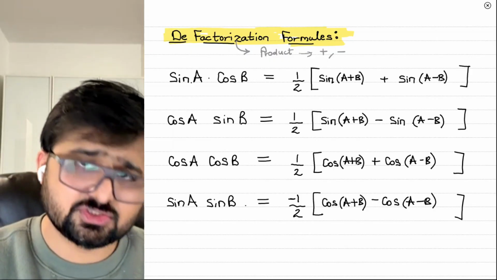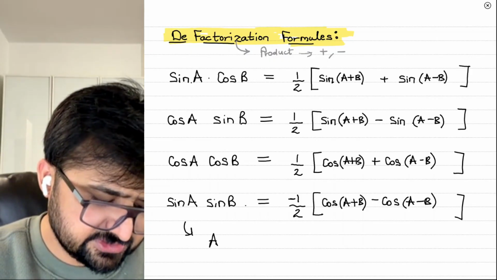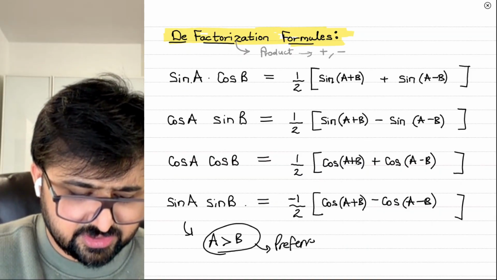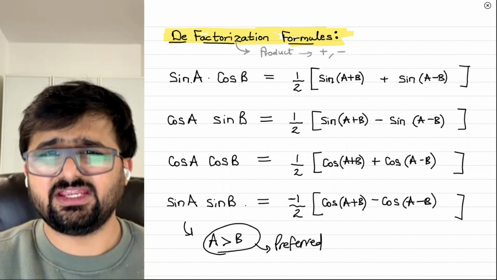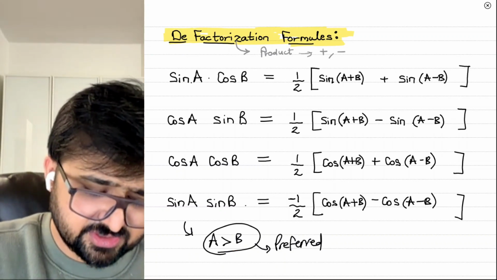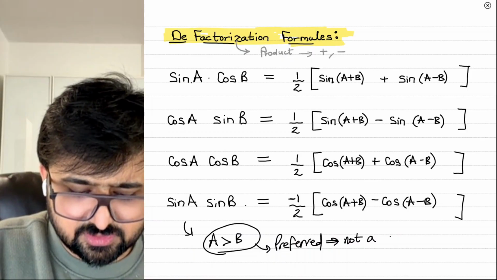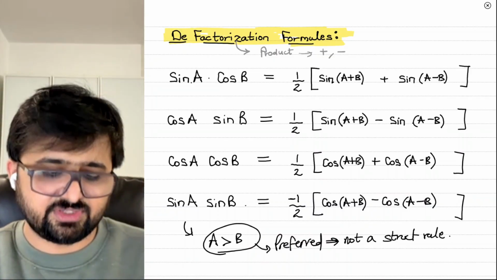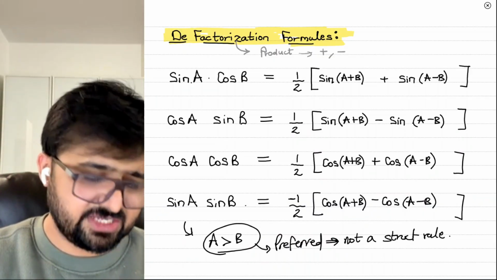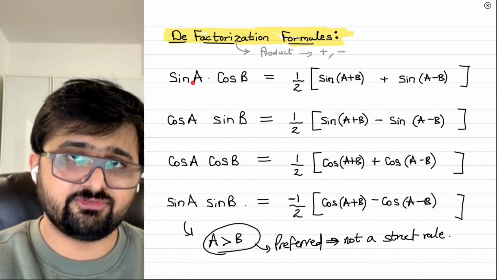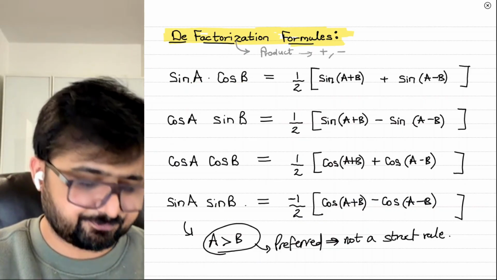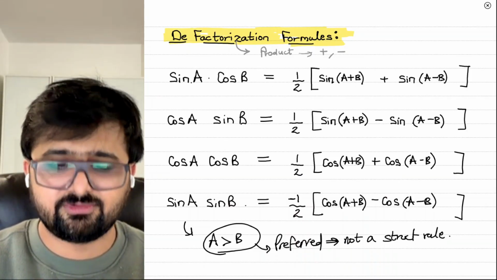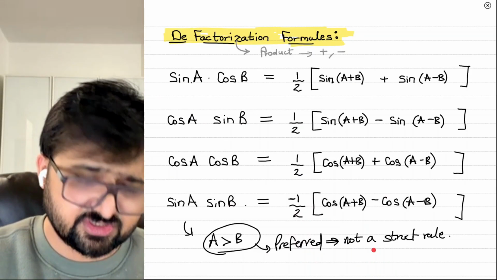There is one not so strict rule. For all those, a greater than b is preferred. If a is greater than b, it will become a little bit simpler for you. It's not a strict rule. We'll see with an example what I mean by this. But remember, try to keep a greater than b. Put the greater angle first and then the smaller angle. That will make your simplification a little bit easier. It will not make a whole lot of difference, just a little bit easier. So it's not a strict rule anyway.